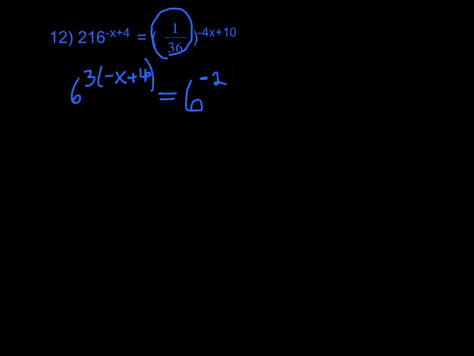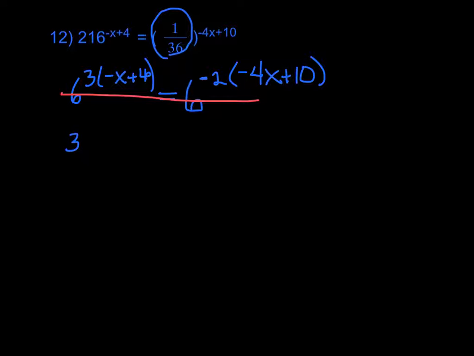Now, if you're not sure what I'm talking about, do 6 to the negative 2nd in your calculator. You'll get a decimal value. Now do 1 divided by 36 in your calculator. You're going to get the same decimal value. Okay? All right, so then I'm going to drop down the negative 4x plus 10. Okay? All right, so now let's go to step 2, and step 2 says to cross out the common bases. So we do that, and then step 3 says that we're going to solve algebraically using the exponents.